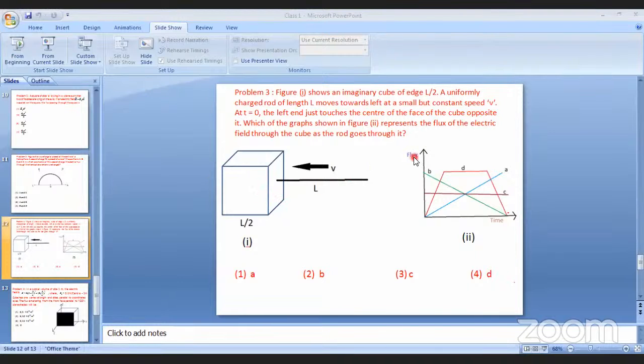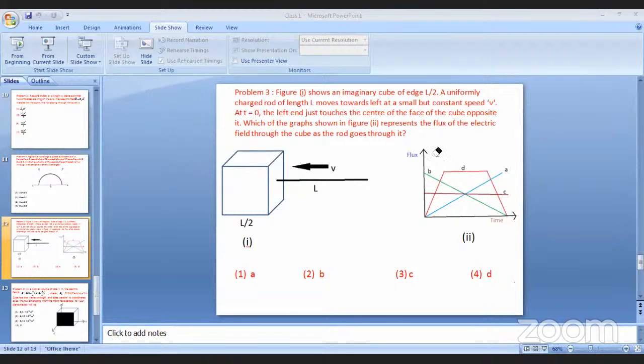So what they are asking is, they have given you a graph with time along the x-axis and electric flux due to this rod along the y-axis. The electric flux through this cube due to the entry of this charged rod has been depicted in these graphs. So here you have 4 curves. This blue one is A, this green one is B, this one is C, and this one is D. Time is along the x-axis and the electric flux through the cube along the y-axis. So now you have to give the correct option.